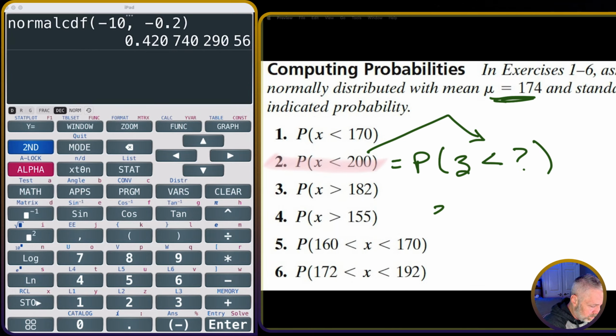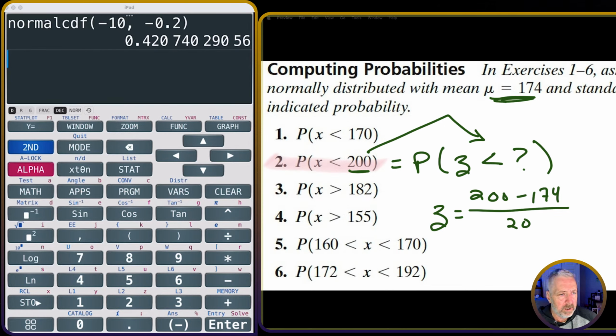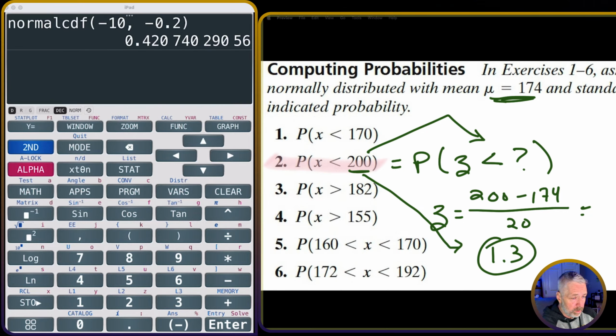So the first thing I'm going to do is transform it. My x value here is 200. I'm going to subtract the mean, which is 174 up there at the top. And what you can't see up here at the top is that the standard deviation is 20. I had it on my screen a second ago. And so I've got 200 minus 174 divided by 20. Gives you 1.3. So 1.3 is my z-score that corresponds to the 200 in this given normal distribution. Okay, no problem.